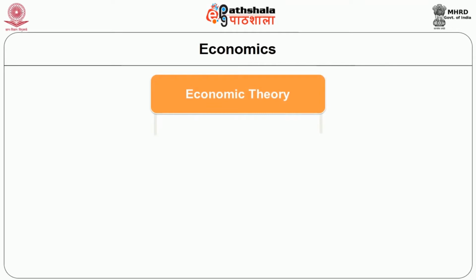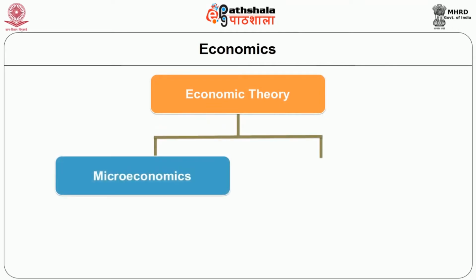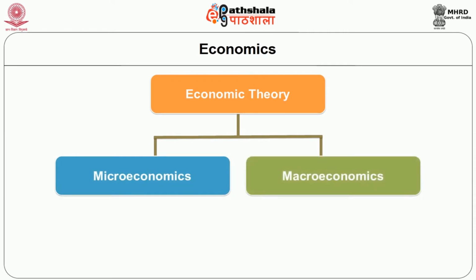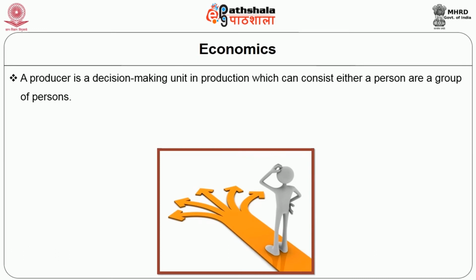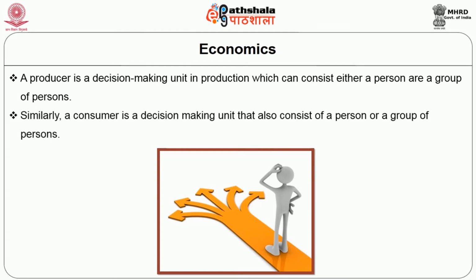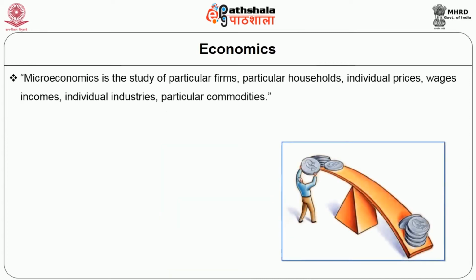Economic theory is divided into two main branches: microeconomics and macroeconomics. Microeconomics is concerned with a detailed analysis of the behavior of individual economic units, be it consumers or producers. A producer is a decision maker in the unit, which can consist of a person or group of persons. Similarly, a consumer is a decision making unit that also consists of a person or group of persons, for example a family or household. Microeconomics is a study of particular firms, particular households, individual prices, wages, incomes, individual industries, particular commodities.